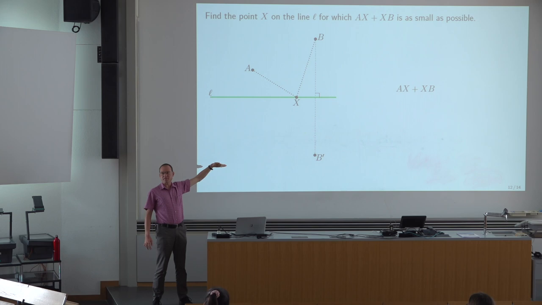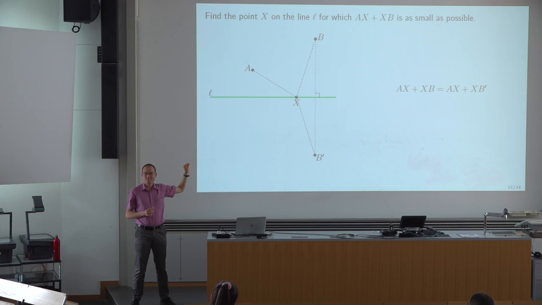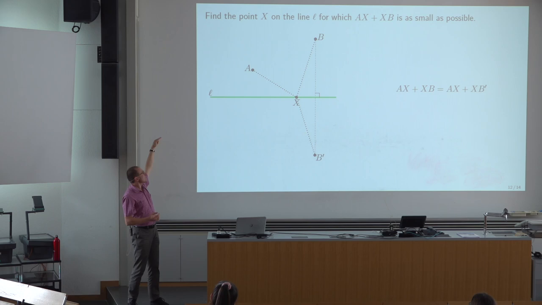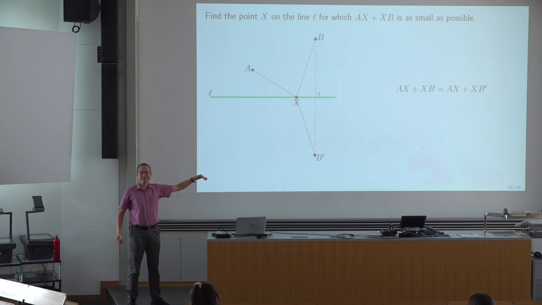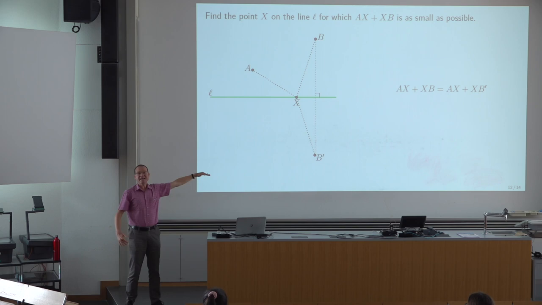So instead of thinking of AX plus XB, now I can think of AX plus XB prime. So I have to go from A to B prime by stopping by on the line L. Of course, any path from A to B prime will hit the line L. Now the difference is that A and B prime are on opposite sides of the line. So no matter how you connect them, you intersect the line anyways. And now you have to find a point so that when you go from A to that line, to the point X, and then from X to B prime, it's the shortest possible path. Which point is that?